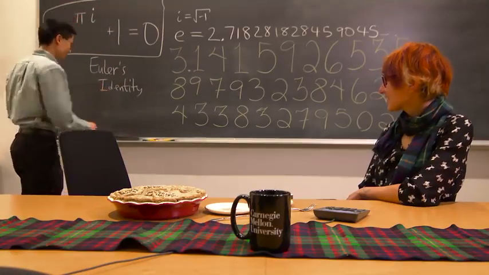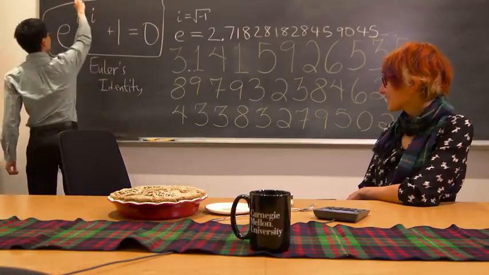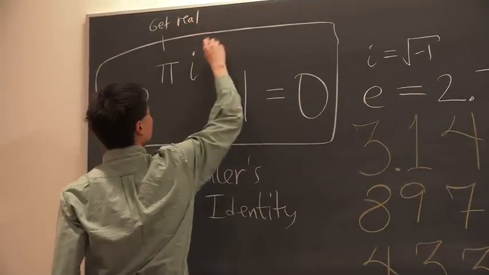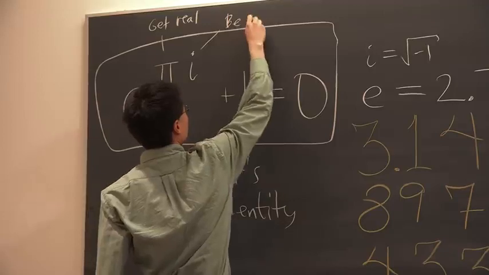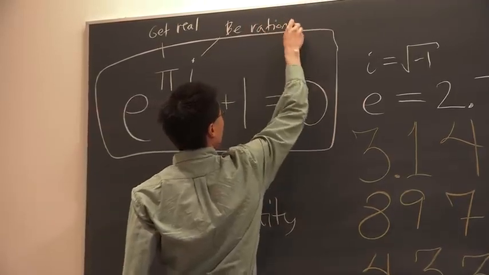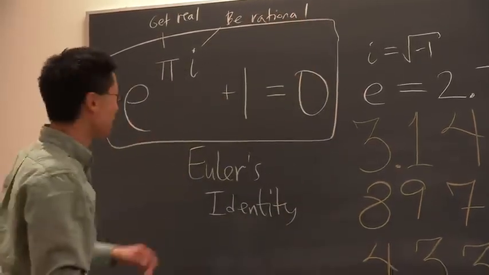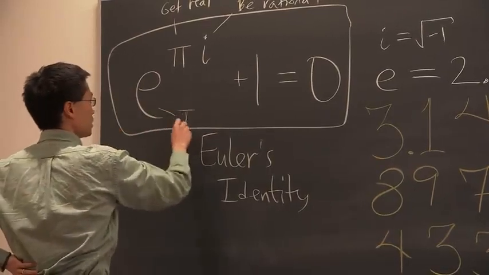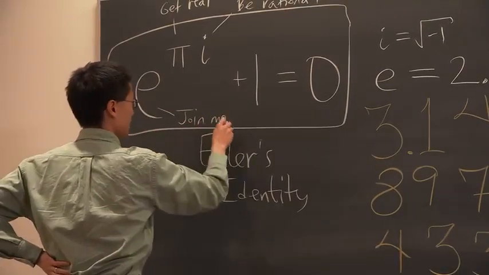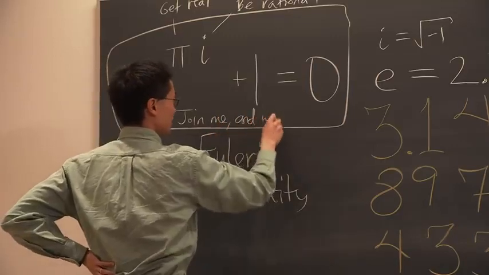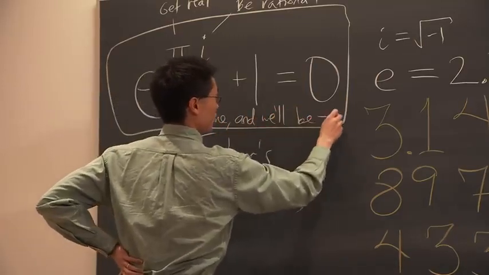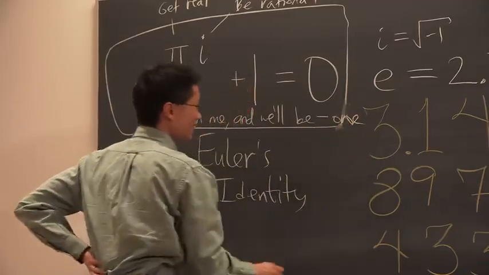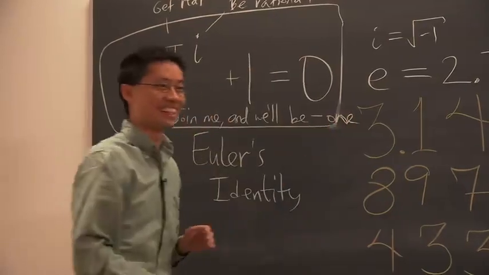The last punchline should be, well, let me write the joke first. This one says, get real. And this one says, be rational. The correct way to put the punchline on this joke is e should say, join me, and we'll be 1. So of course that's -1 right there.